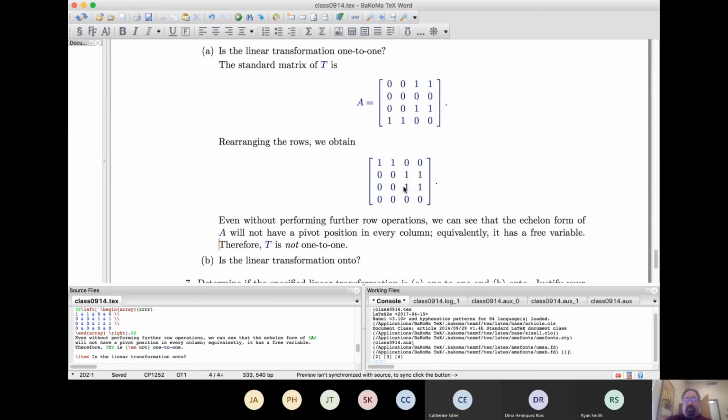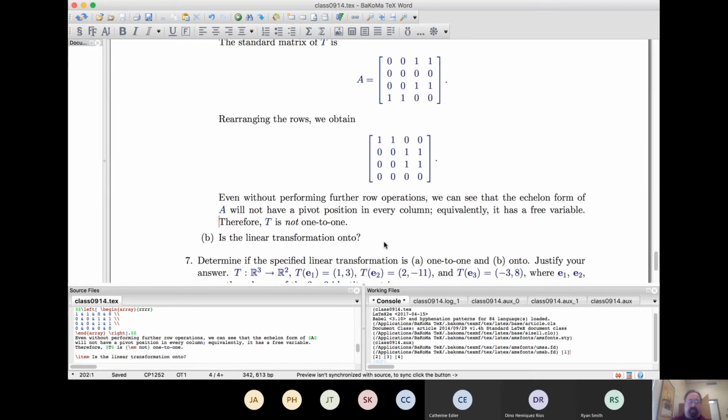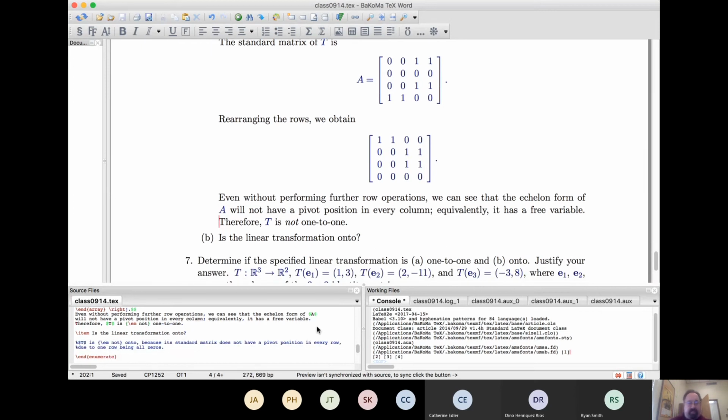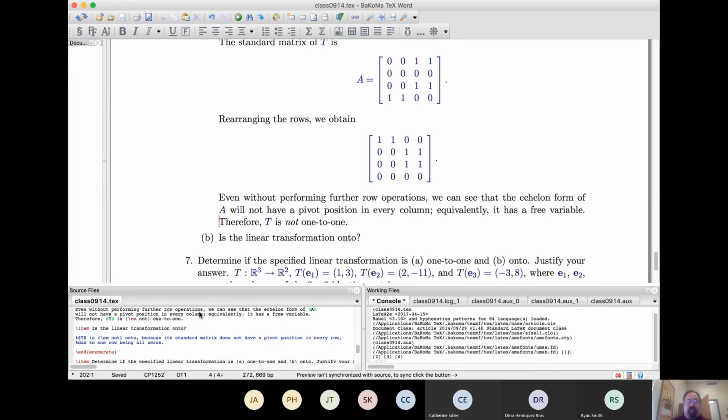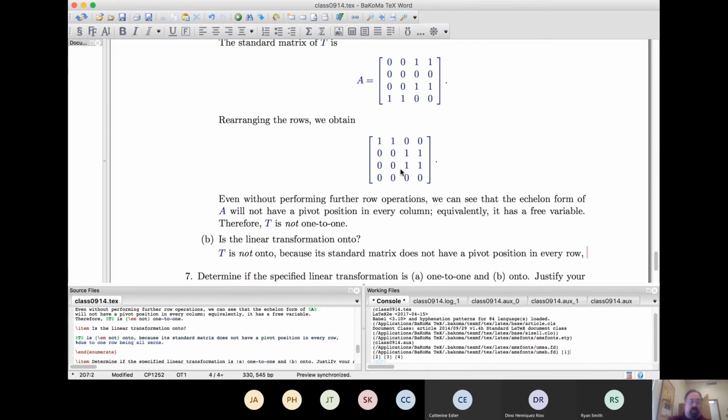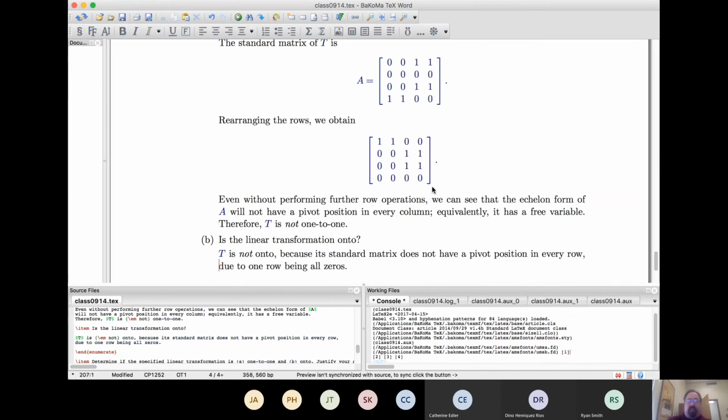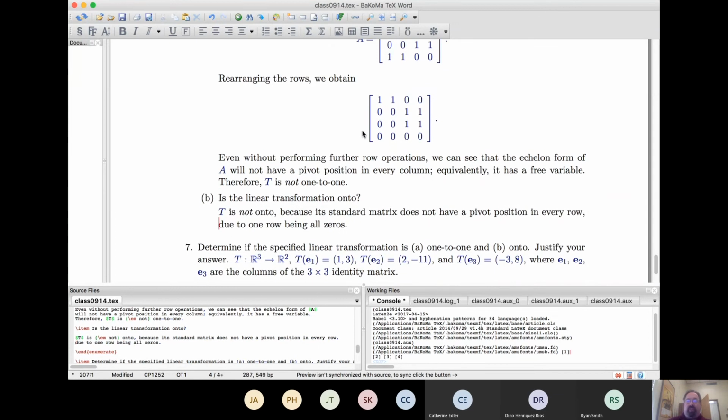If I subtracted this row from this one, this row from this row would become zeros, and then we'd have echelon form, but it wasn't really necessary for this. And then finally, is it onto? Well, for that, you could use the same form and check, does it have a pivot position in every row? But it's not going to, because we have a row of entirely zeros.